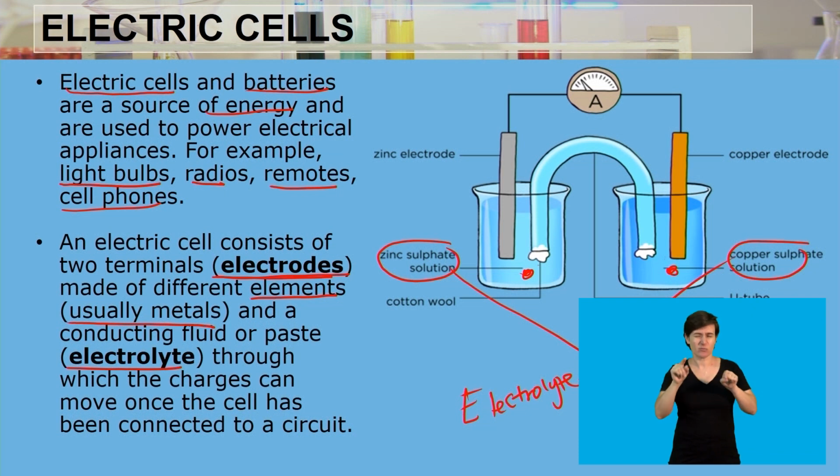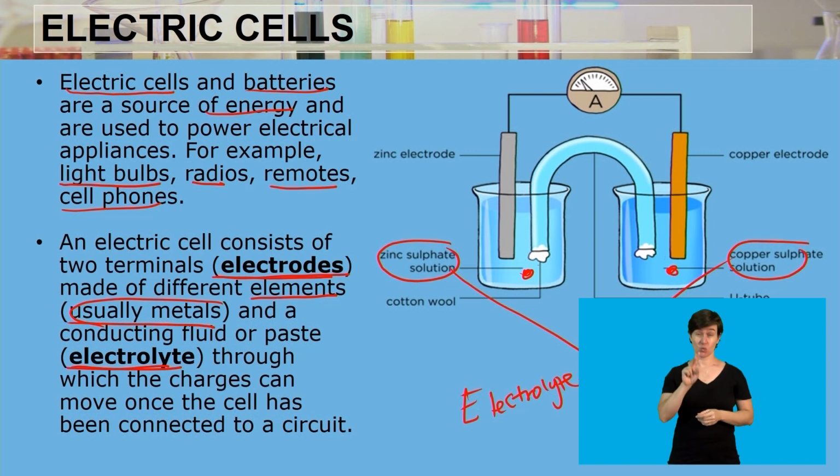So as we are saying, an electric cell consists of two terminals, which are the electrodes, and those two electrodes are made of different elements, which are usually metals. They also consist of a conducting fluid or a paste, which is known as an electrolyte, through which the charges can move once the cell has been connected to the circuit.